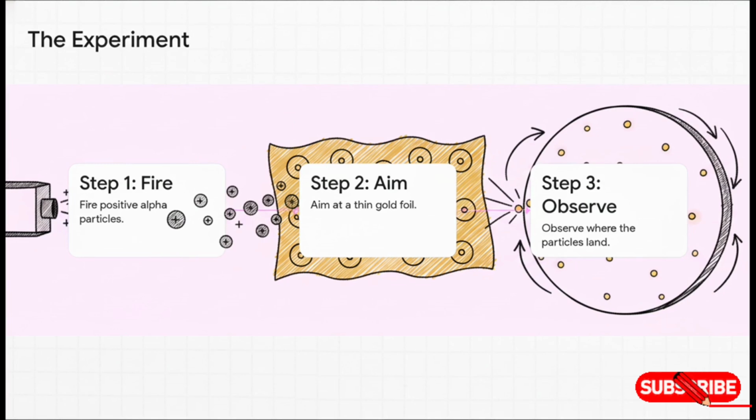The setup was brilliant because it was so simple. Here's what they did. They took these tiny positive particles, called alpha particles, and basically shot them like a stream of little bullets. Their target? A sheet of gold foil, so incredibly thin it was only a few atoms thick. And then they just sat back and watched to see where the particles went.